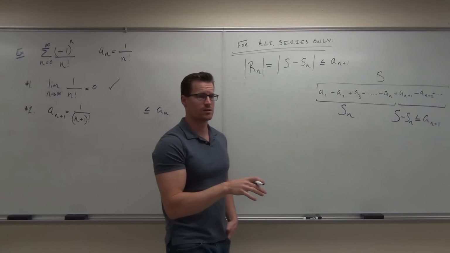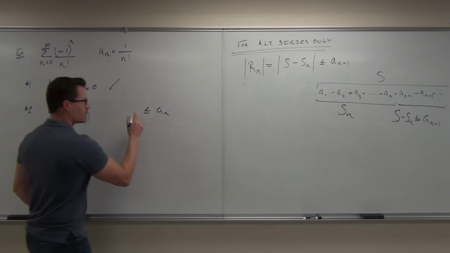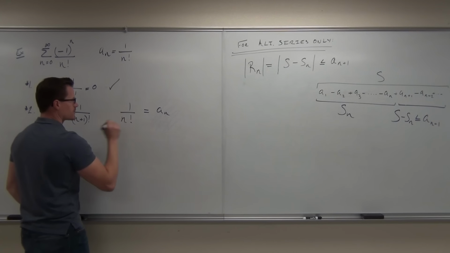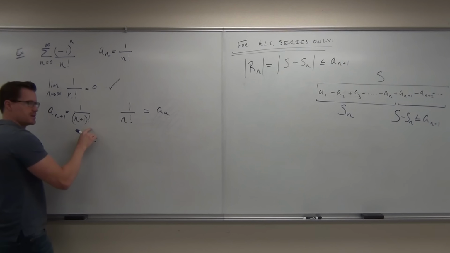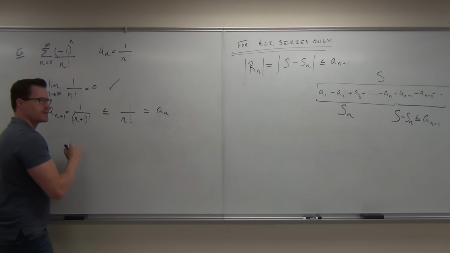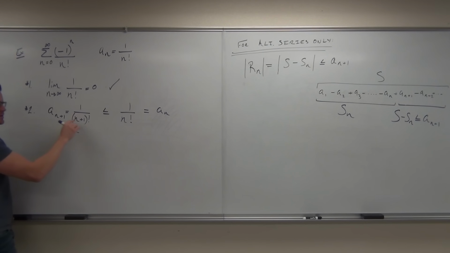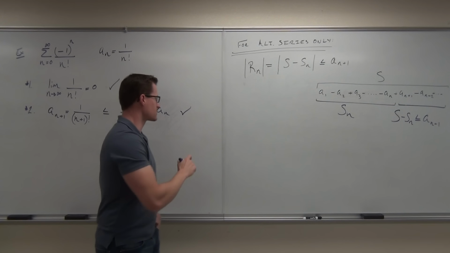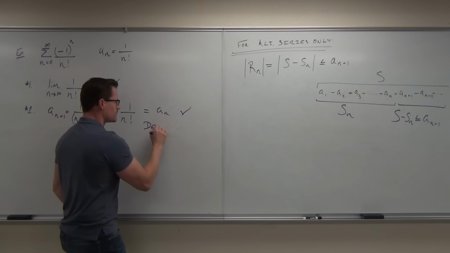Does that make sense to you? Is it true, and by the way, here's a sub n, right? A sub n is 1 over n factorial. Is it true that this is less than or equal to this? Yes. Then we've proven that a sub n plus 1 is less than a sub n. And that's the second part of our alternating series test. That says that this thing is decreasing.